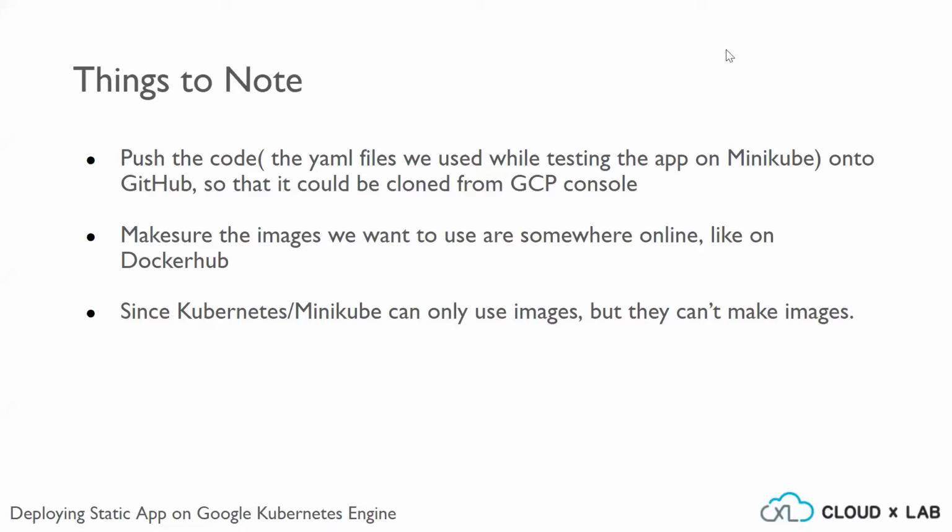So far, we have set up a Kubernetes cluster on GCP and set up Helm and Nginx ingress on our GCP. Now, it is time for us to deploy that app on GKE. For that, we will push that code, that is the YAML files which we used while testing the app on Minikube, onto the GitHub so that it could be cloned from GCP console.